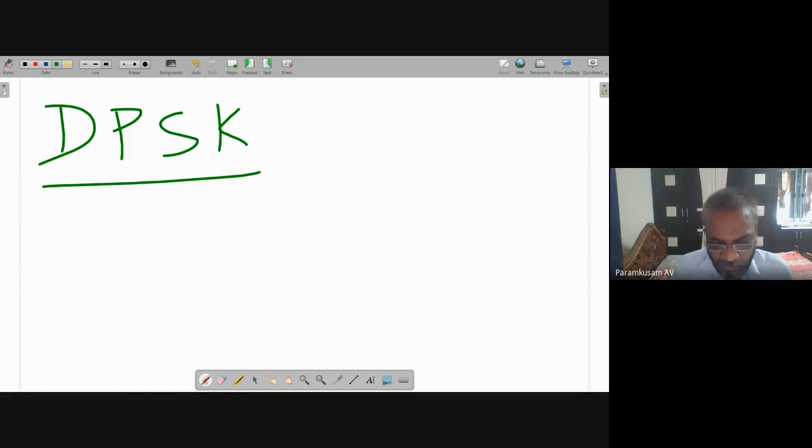You note down another point. The input sequence of binary bits is modified such that the next bit depends upon the previous bit.